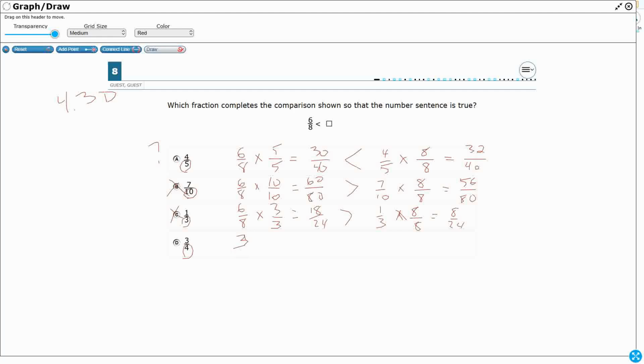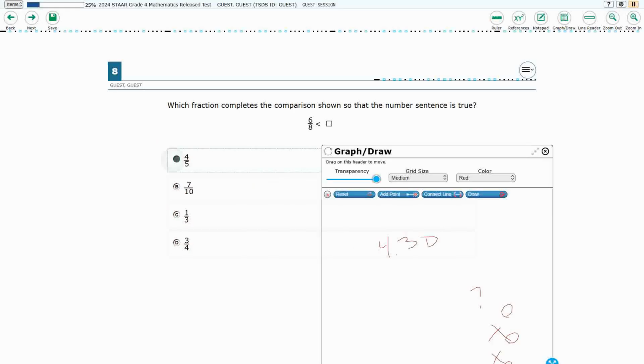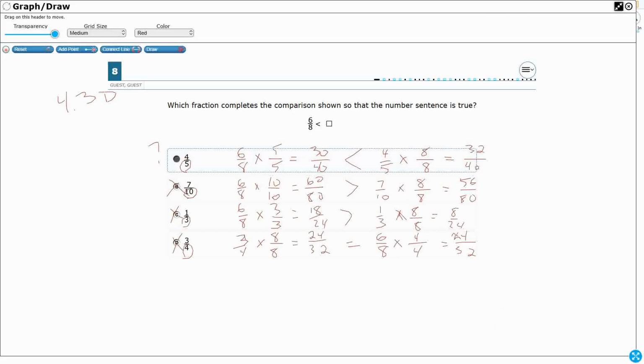And then 3/4 and 6/8. We could go to eighths, and if we go to eighths, we'll find that they're going to be equal, but let's just multiply by each other since we've already started that. So that's going to be 32, our common denominator. And so 8 times 3 is 24, and this is going to be 6 times 4, also 24. So these are equivalent fractions, not what we need. So our answer here is going to be A, 4/5.